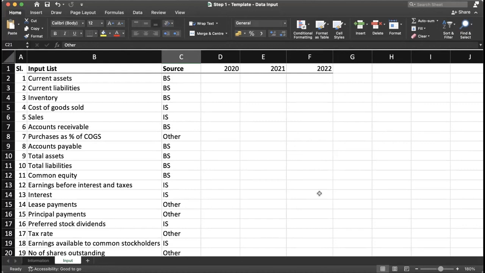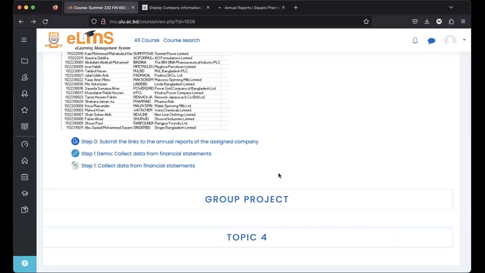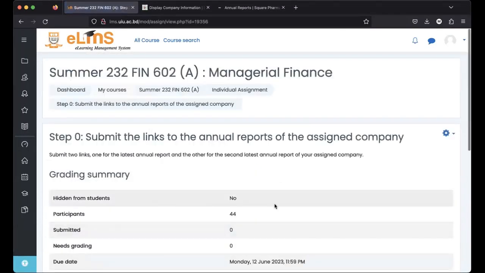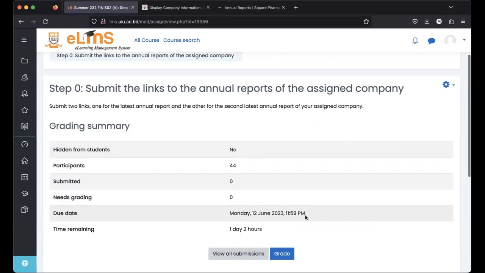No, not yet. Only type in the data. Type in the values. Yes, I will give you another link before the next class. So just submit there. The last date is next class. Okay. So the annual report link must be submitted by tomorrow. Do you understand? Yes, you can see the deadline. Monday 12 June 11:59 PM.